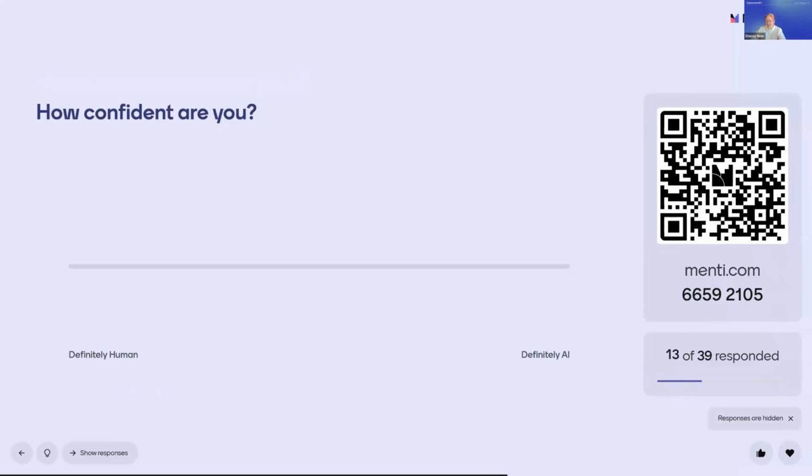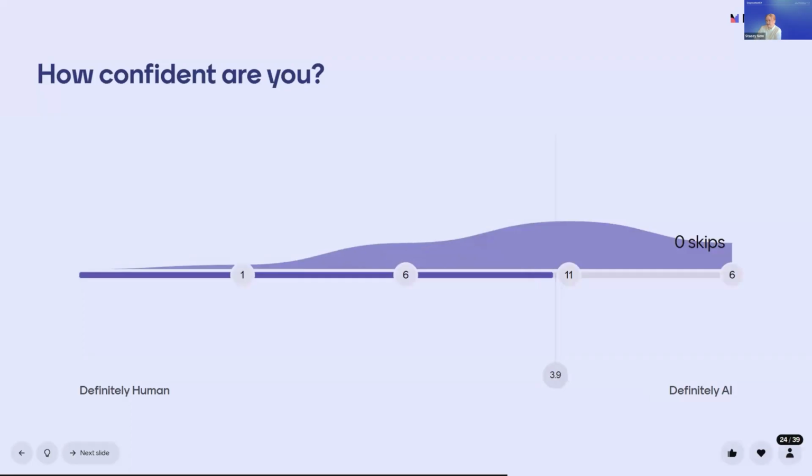Hopefully this is showing that it is quite hard to spot AI and human written content, and just showing you how good it is. Okay, definitely AI. Yeah, might have spotted the pattern. So yeah, that one is AI generated.